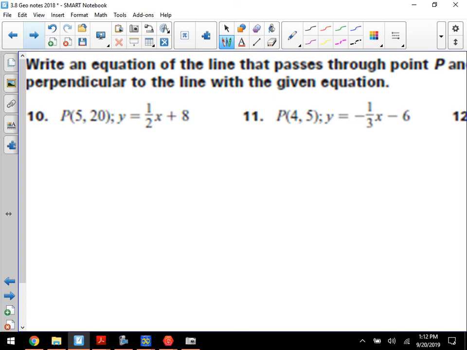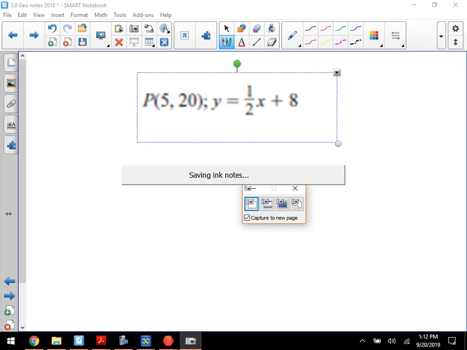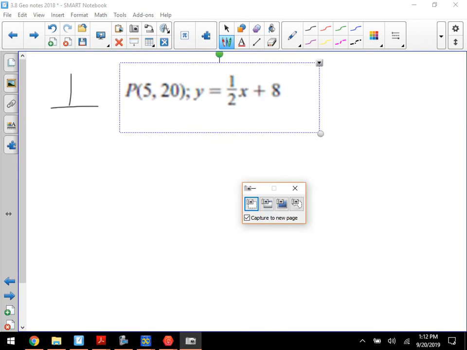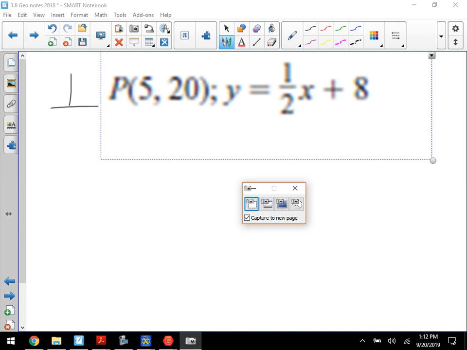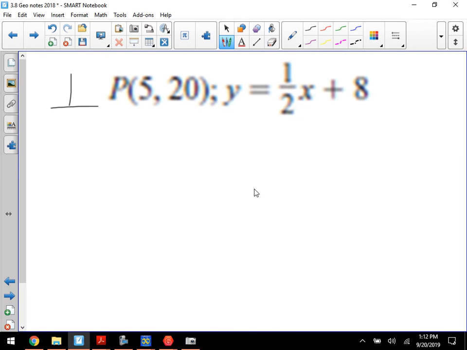This P, it just says through point P. It doesn't mean that's parallel. It doesn't mean it's perpendicular. It could be point C, it could be point A. It doesn't matter. Okay? So if we do this one here, we want to write the equation of the line that's perpendicular through the point (5, 20). That's perpendicular to the equation y equals 1/2 x plus 8.